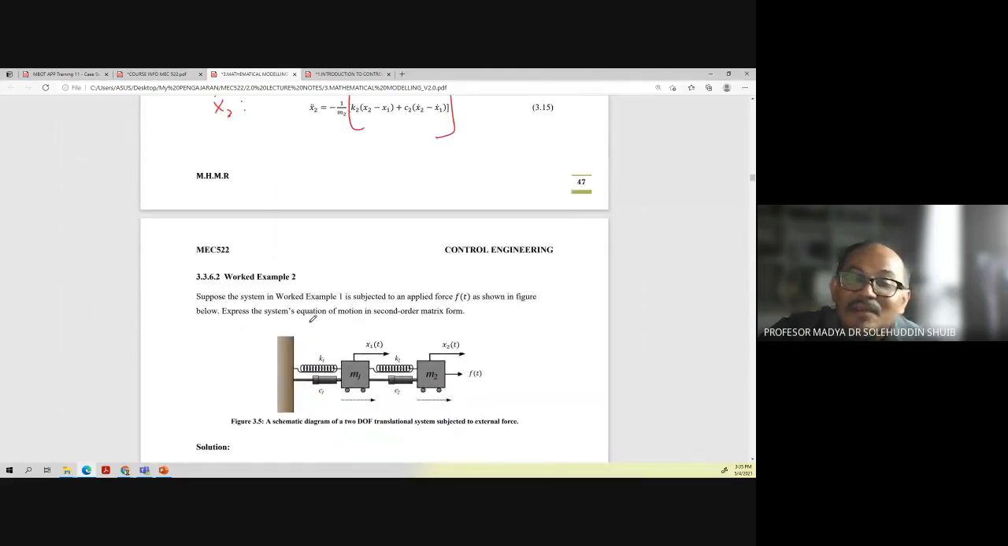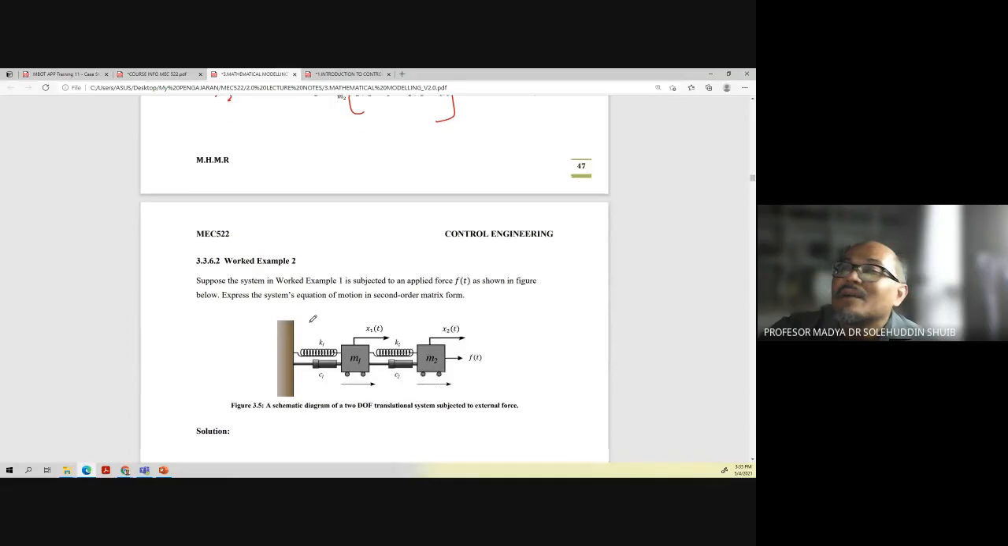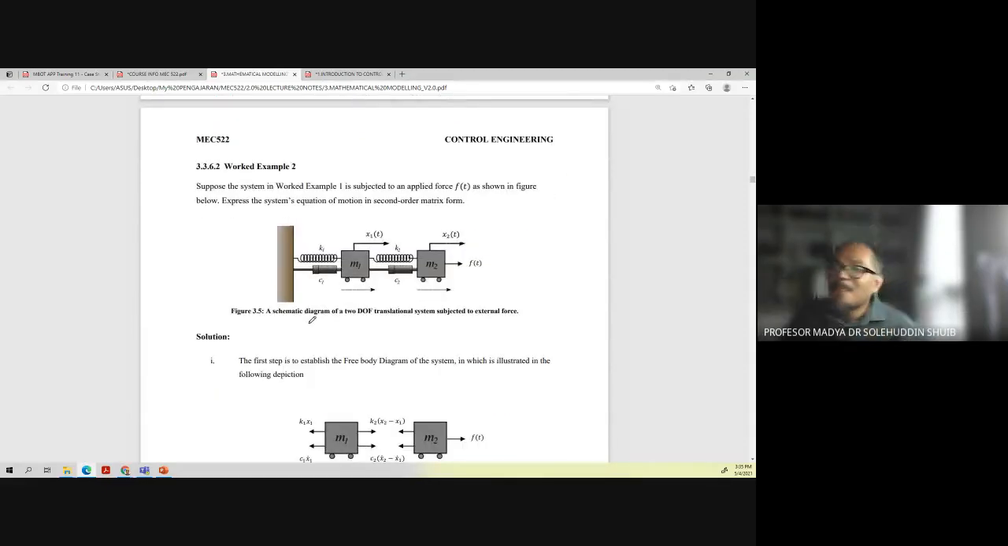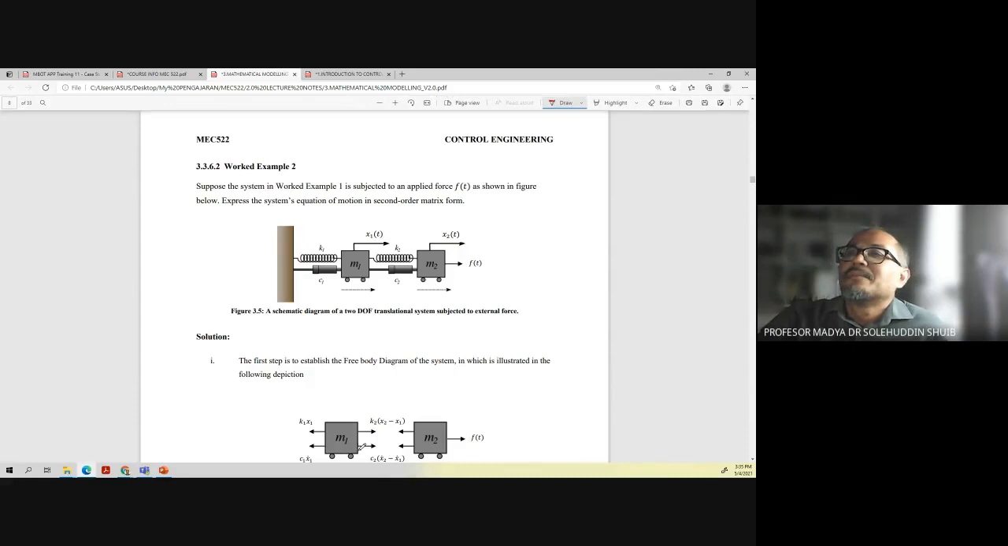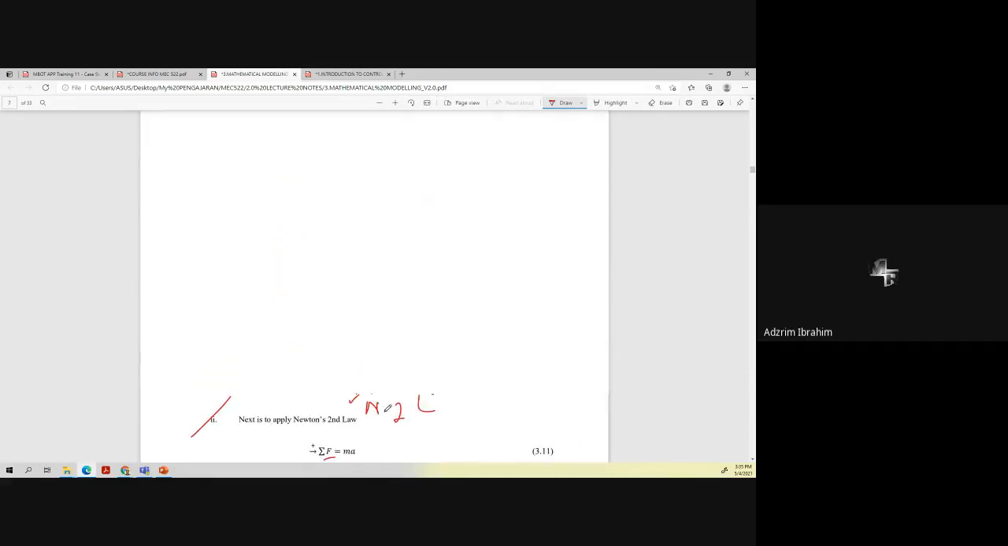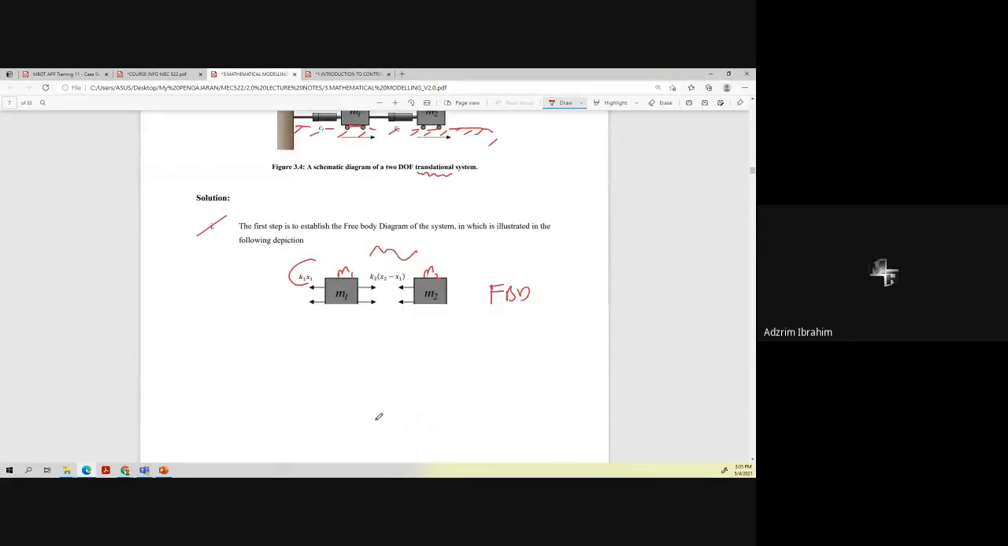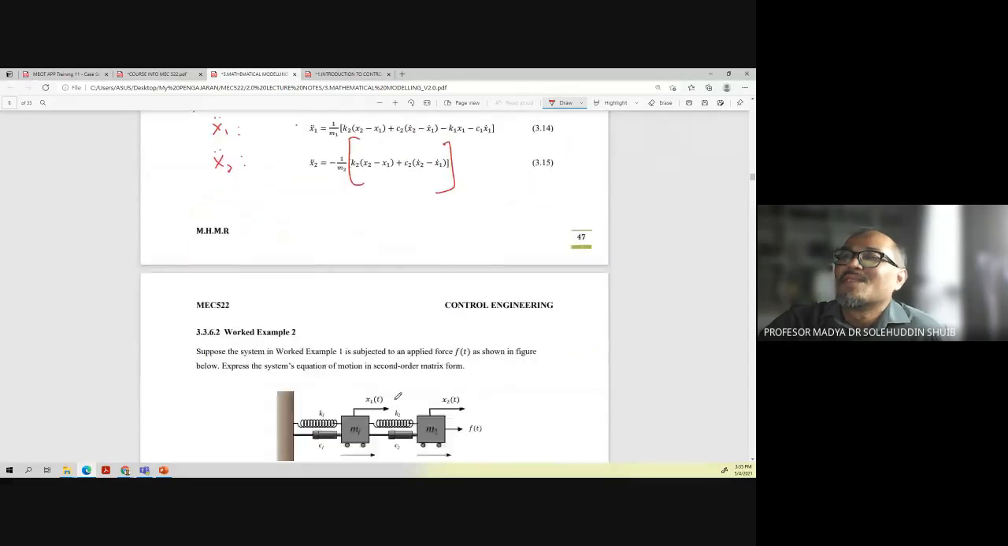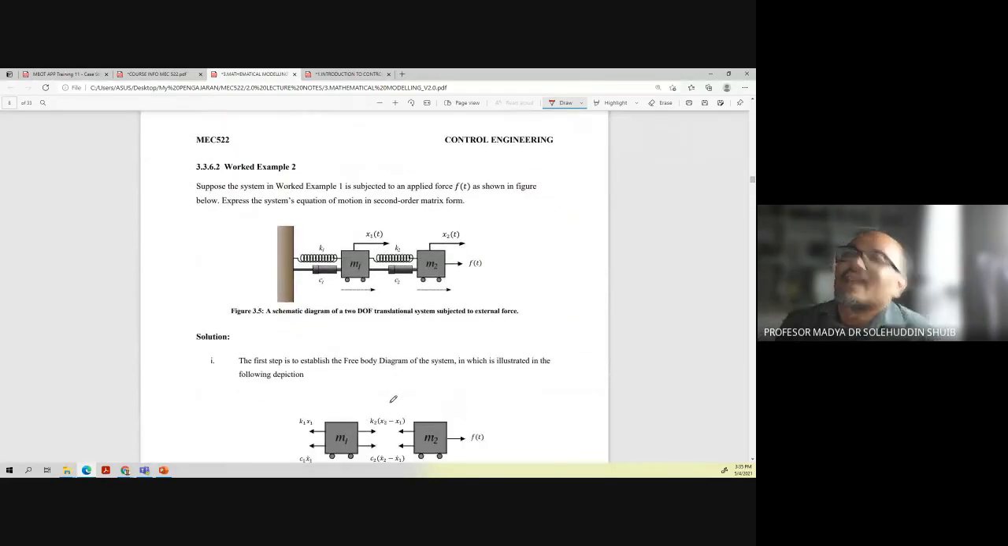Any comments so far before we proceed with example 2? No. Slowly, swallow it. Okay, example 2.